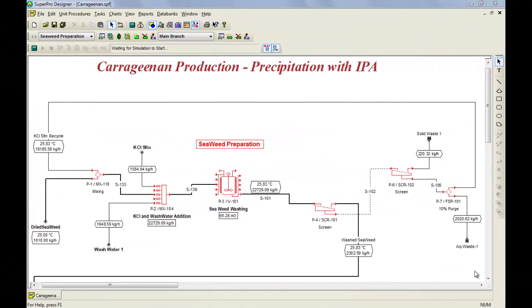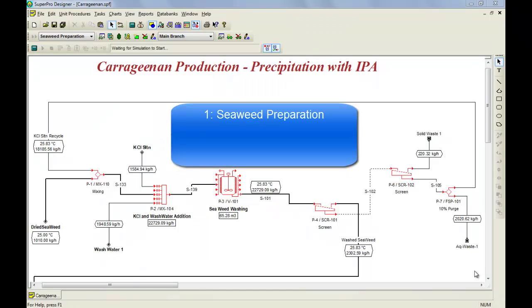Let's take a look at the carrageenan example now. Carrageenans are specialty food ingredients which are used as thickening, gelling, and stabilizing agents. They are found in various species of seaweeds, which are the raw material for their production processes. The production of refined carrageenans has four sections in this model: seaweed preparation, extraction, filtration and drying, and IPA purification.